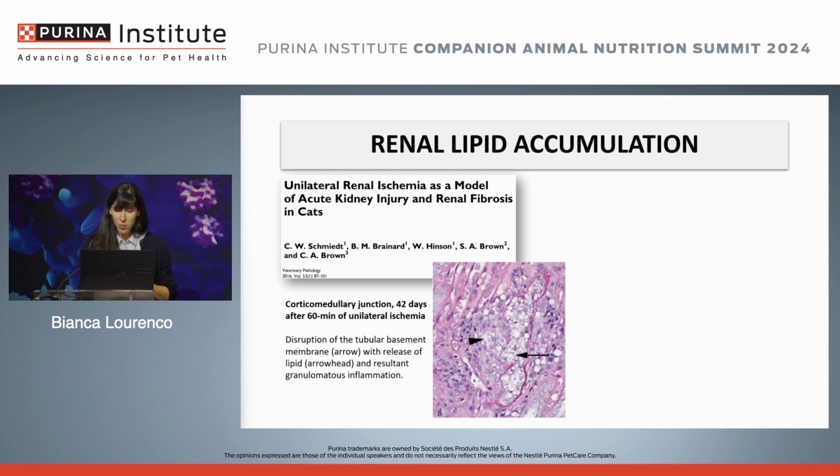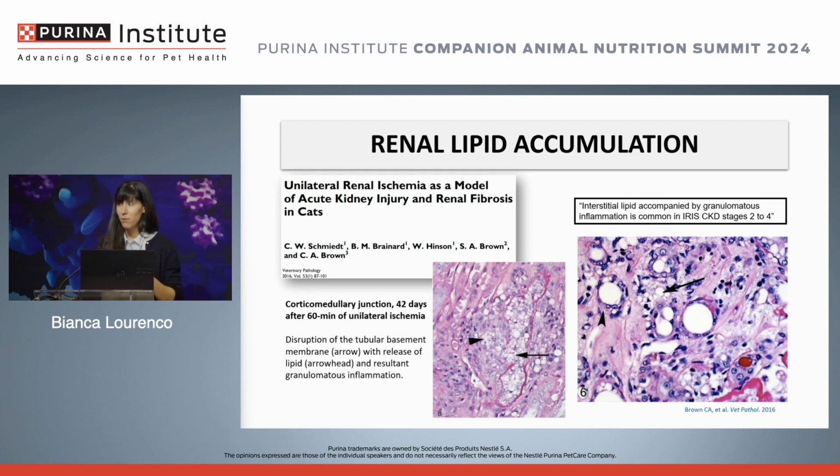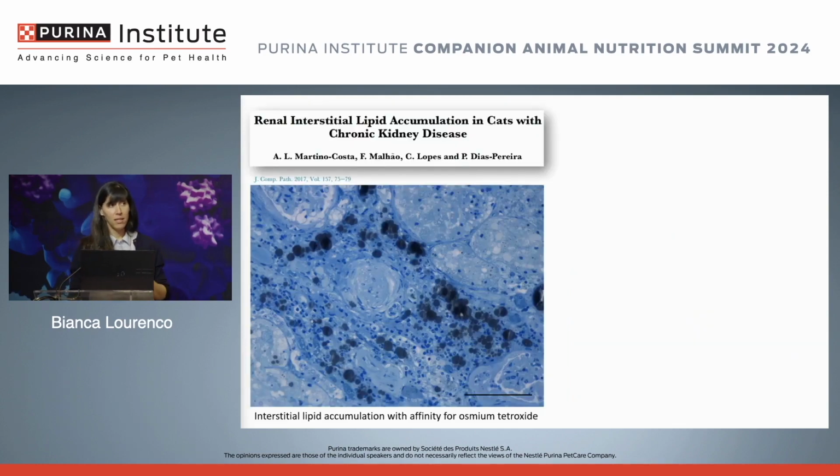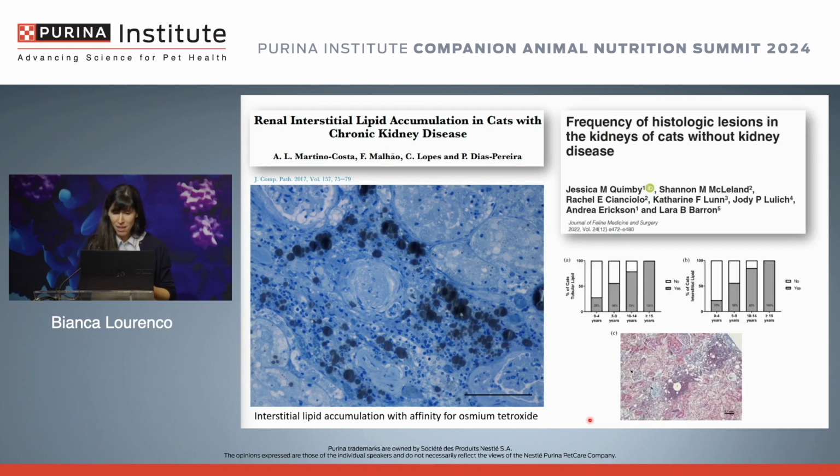This same group out of UGA published a really nice review of chronic kidney disease in aged cats that I highly recommend that you read if you're interested in the topic. And they comment that interstitial lipid is accompanied by granulomatous inflammation very commonly in cats in IRIS stages 2 and 4. Now, there's this one study that has looked specifically at renal interstitial lipid accumulation in cats with chronic kidney disease. And they showed that renal lipid was present in all of the cats that they evaluated. And you can see it here highlighted with osmium tetroxide because it really brings that dark color and helps you see the renal lipid.